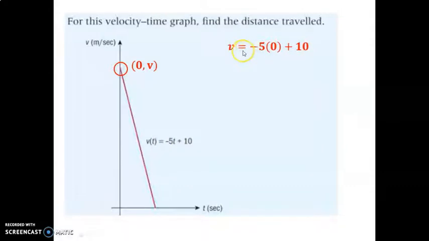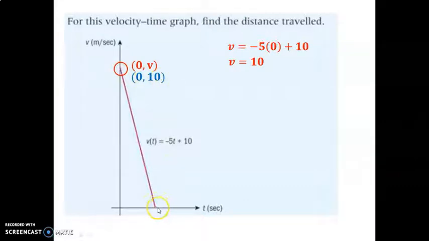And let's do that. So we find the velocity with t being 0, solve that, and we can see it's 10. And maybe you thought, maybe I don't need to do that because we already know it's 10. If you know the equation of a line, you know that this number here represents the y-intercept. So we can already see from the equation that's going to be 10.